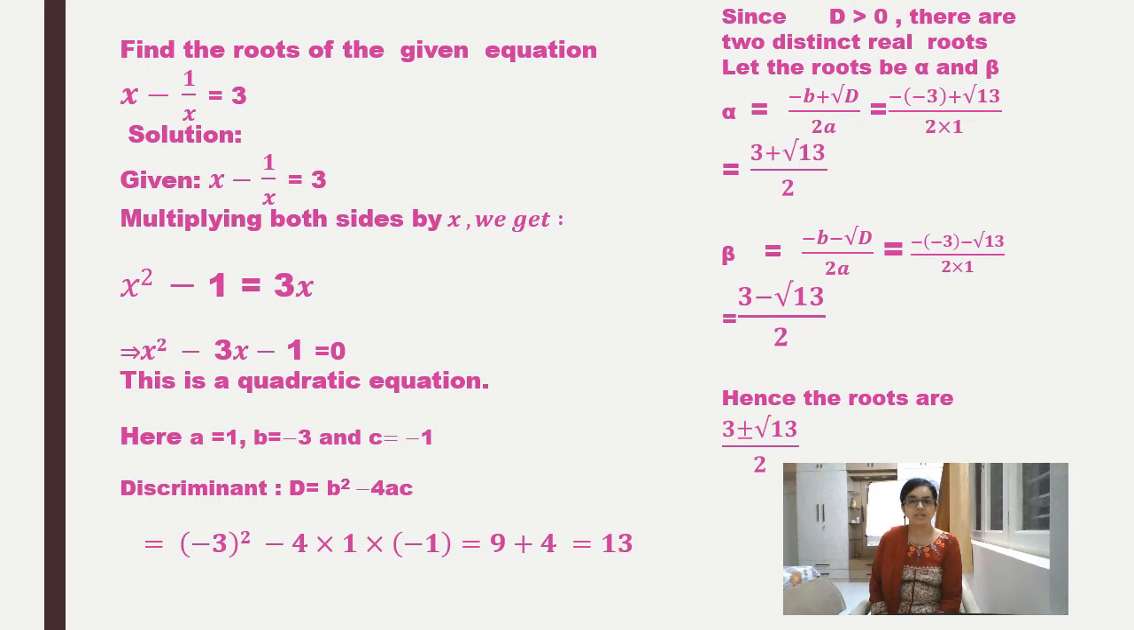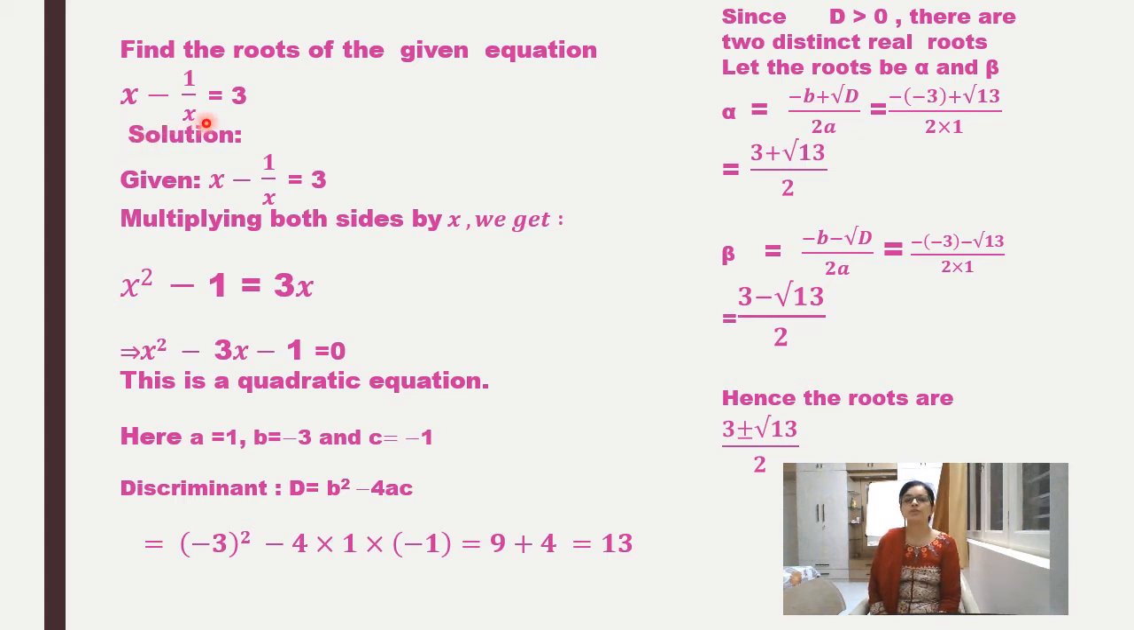Here we are with another sum. Find the roots of the given equation x minus 1 upon x is equal to 3. Now how is this sum different from the previous sum? This sum is not in quadratic form, like you cannot see the degree x squared. So our first motto is to convert this into a quadratic equation. So how shall we do it?